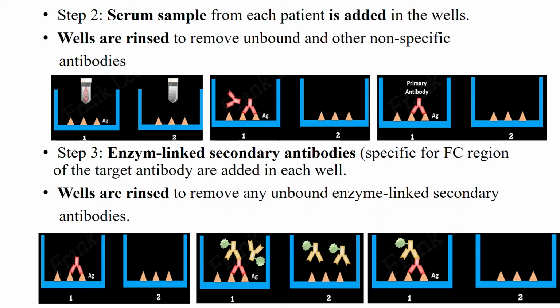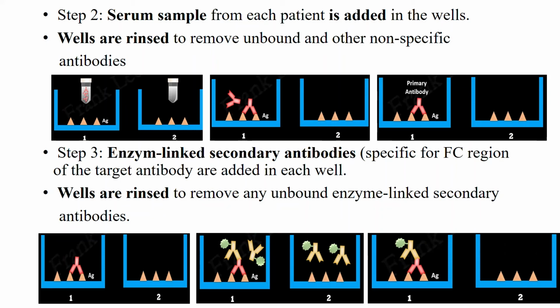In that first well, you can also see that unbound secondary antibodies are also present in each of the wells. And if you look at the second picture, that is the second well, you can see that the unbound secondary antibodies are present that have not attached with the antigen, because there are no primary antibodies present in that second well. So again we are going to rinse this well to remove the unbound secondary antibodies.